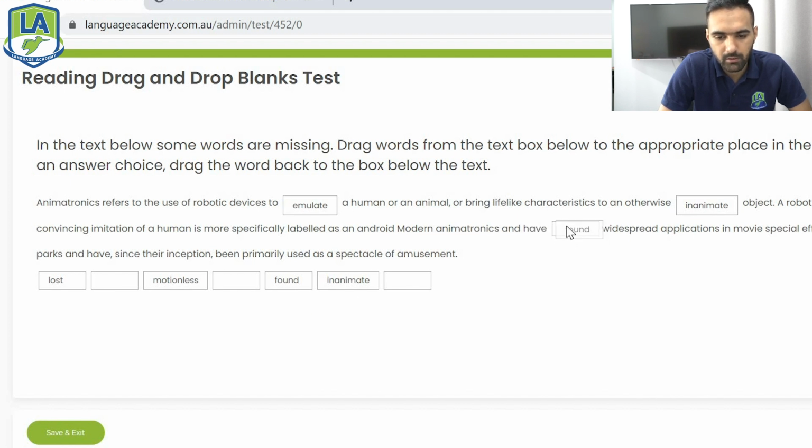Found application. Why found? Because they have designed a robot and now they have discovered that this can be used to give special effects in the movies and can be used in theme parks as well. So this is the right answer. It was a bit tricky, not difficult, I'll say a bit tricky, but if you use the right rules, you solve it using the elimination method and you fill the blanks you are sure about first, you will be easily able to solve each and every blank in the given passage.